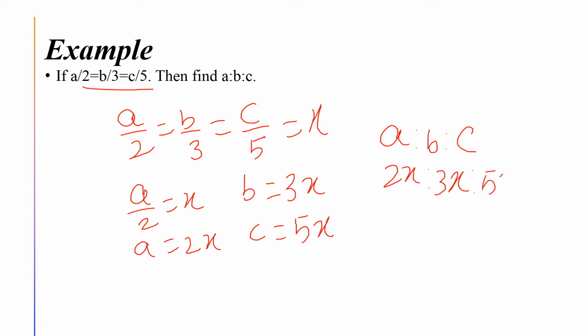Okay. x is common for all, so you have to cancel x here. So the value of a is to b is to c is 2 is to 3 is to 5. Okay.